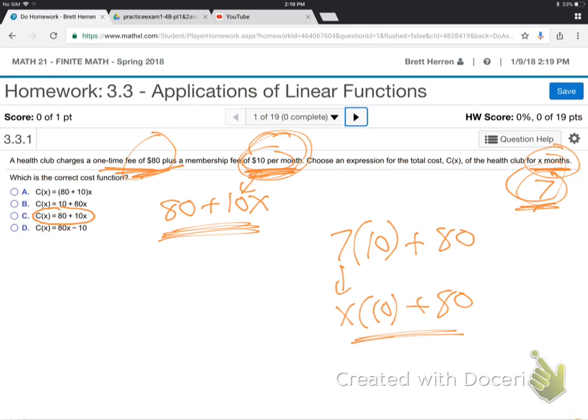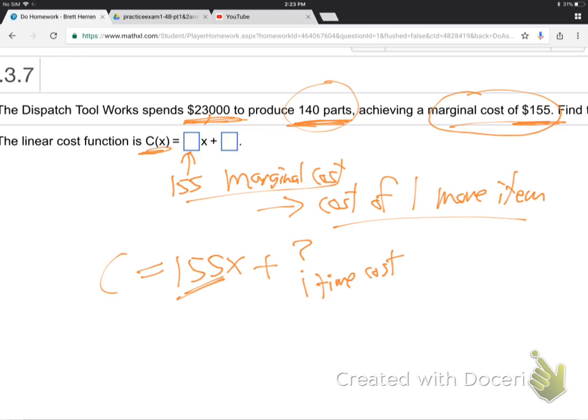That's how these other ones worked as well, right? The 80 is the one-time cost, and the 10 is the per. Whatever's next to X is per item. Whatever the other part is, is the one-time upfront cost to get the whatever going. Making sense how that works? So therefore, I've got the 155, the per item cost. I need to figure out now the one-time cost. So how are we going to figure out the one-time cost? Any ideas? They're not telling me the one-time cost.